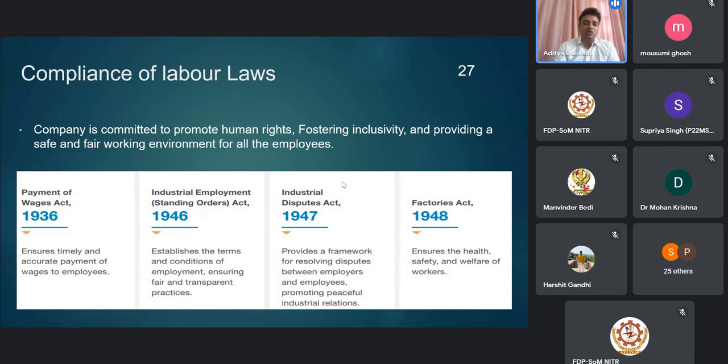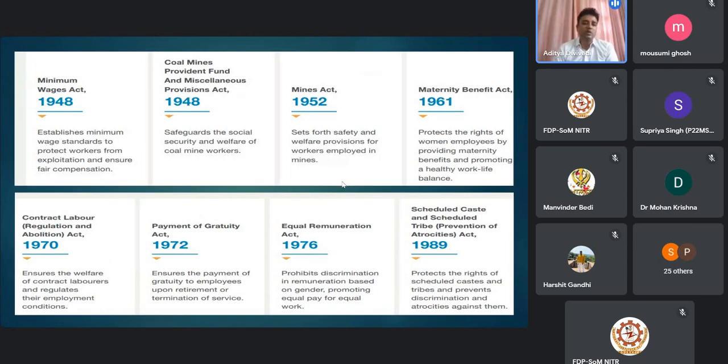Industrial employment standing orders, Industrial Disputes Act. There are different forums. In case of any problem, the employees report there, and we go according to process. Factories Act: all health, safety and welfare of workers, we report under this. Minimum Wages Act: minimum wages are for contractual workers, because we keep getting minimum wages quarterly, and we work according to that.